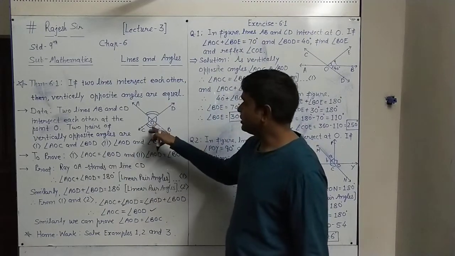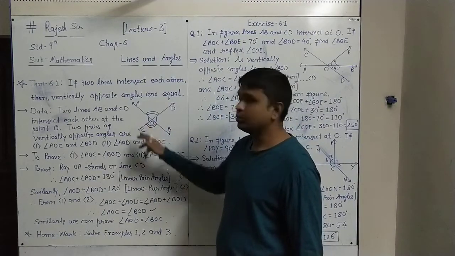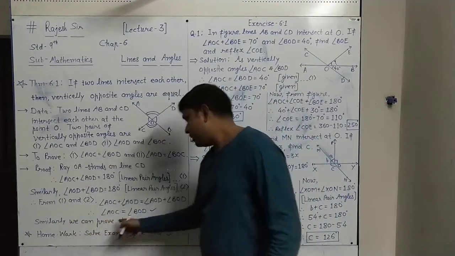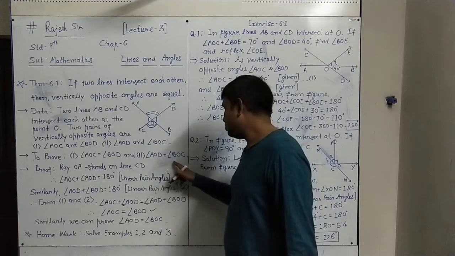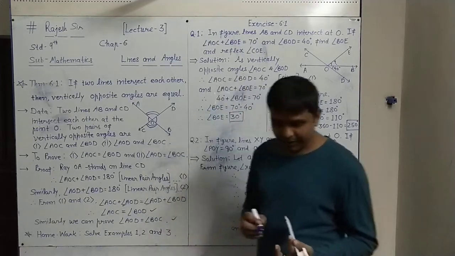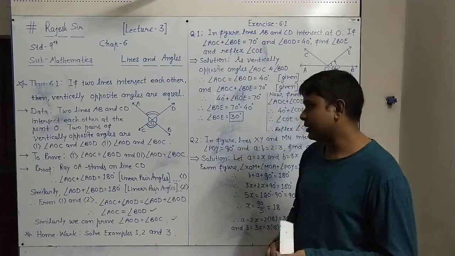In a similar way, we can take these two angles as a linear pair and these two, and we can prove the next also. So we can write here, similarly we can prove the next also, that is angle AOD equals angle BOC. So it is a very simple proof, it completes in just two steps.